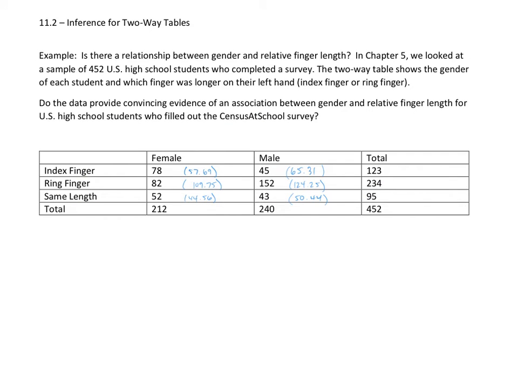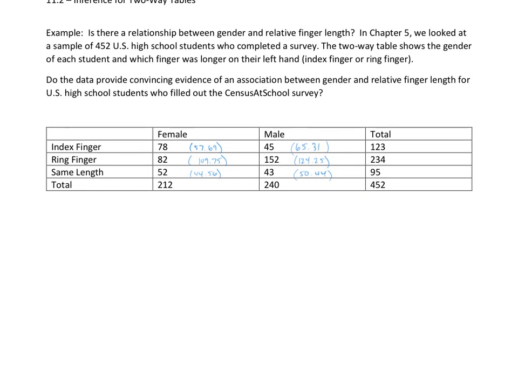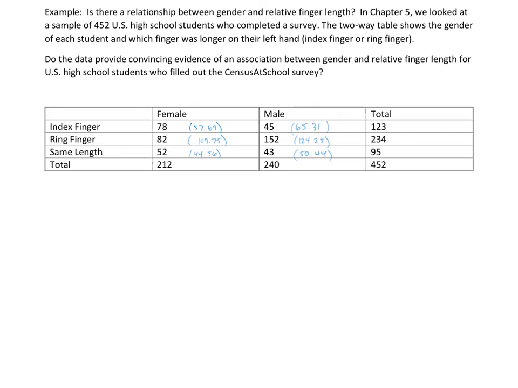Is there a relationship between gender and relative finger length? In Chapter 5, we looked at a sample of 452 U.S. high school students who completed a survey. The two-way table shows the gender of each student and which finger was longer on their left hand. Do the data provide convincing evidence of an association between gender and relative finger length for U.S. high school students who filled out the Census at School survey?